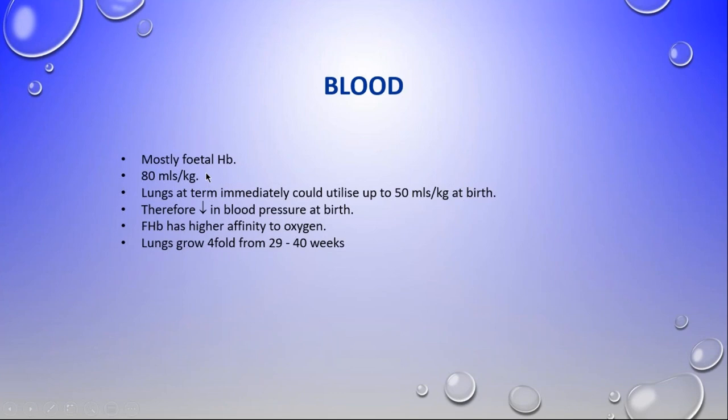Lungs at term can utilize up to 50 mils of blood per kilogram at birth. That first breath and opening up that lung drops the blood pressure. When you give surfactant, it will drop the blood pressure because the lung is opening up. And so now blood is flooding into that area to actually start the oxygenation process. Therefore, it's important to remember that this is going to occur. Fetal hemoglobin has a high affinity to oxygen. And remember that the lungs have to grow fourfold from 29 weeks to 40 weeks. Any harm we have done along the way actually makes it hard for that baby to breathe at 40 weeks.